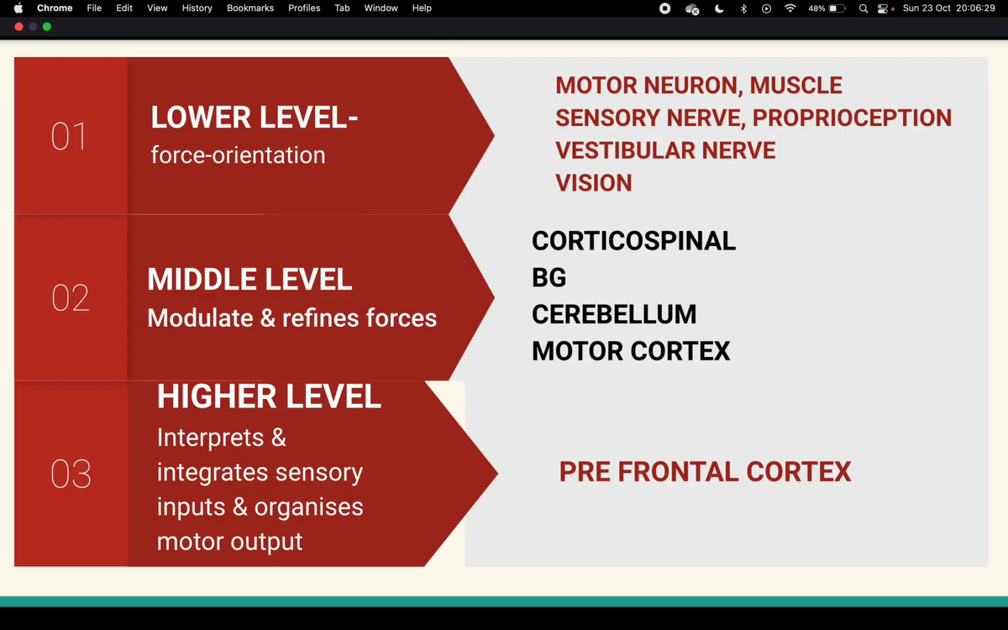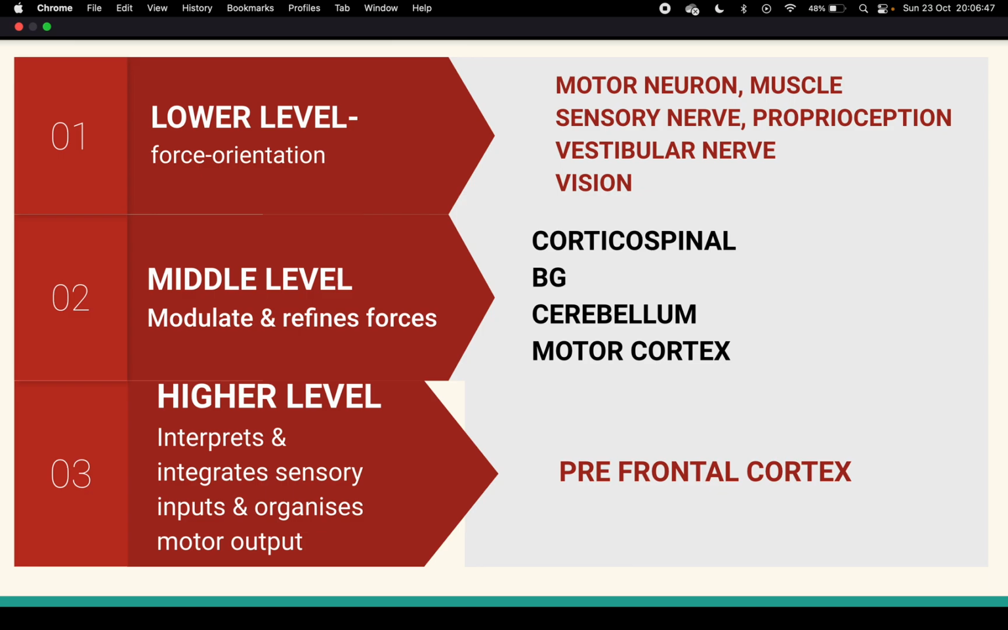or lower level. Lower level means the force, that means force and sensations: motor neuron, muscle, sensory nerve, proprioception, vestibular nerve, and the vision. All the three stimuli which we have discussed, and also the muscle and the motor neuron.